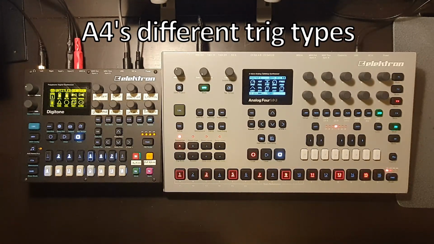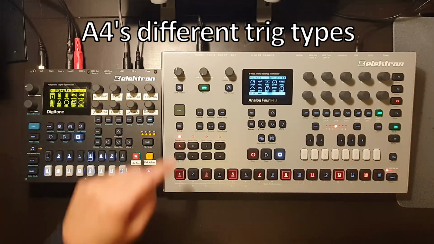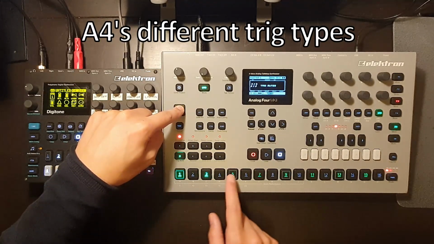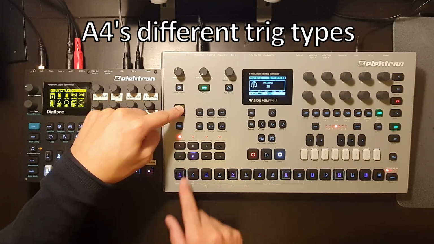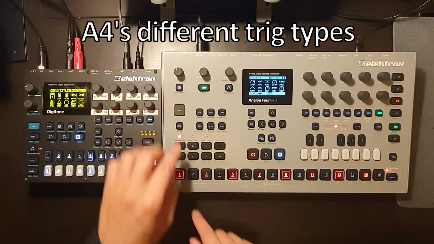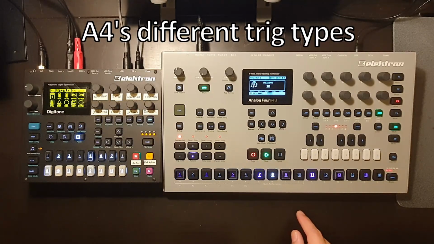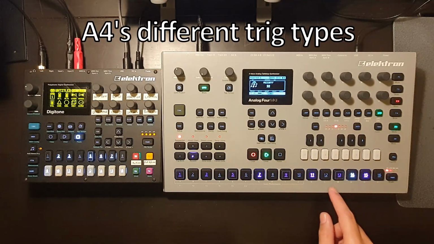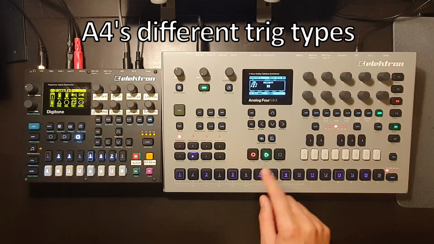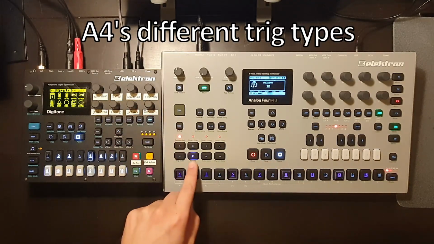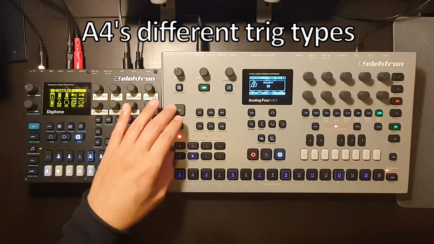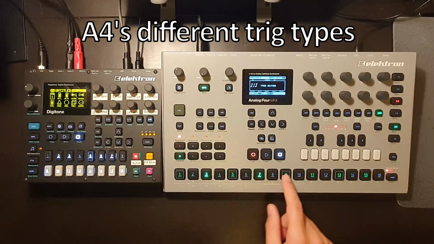Yeah, so there are four trig types. There's trig mute, which will mute whichever trig is highlighted. There's accent. Actually, let's just listen to them. So yeah, accent will accentuate some of the trigs. Mute trig will just mute them.